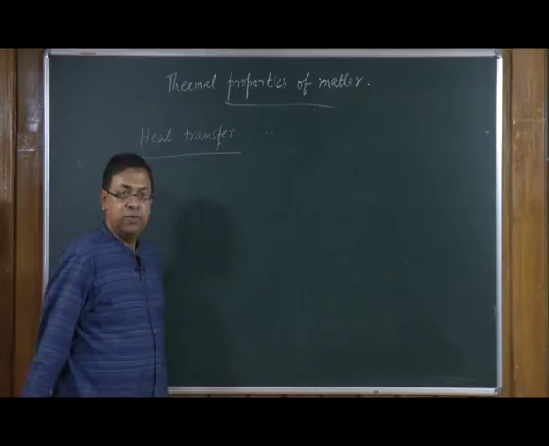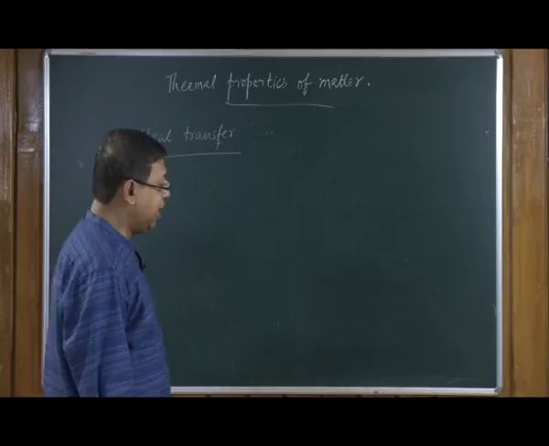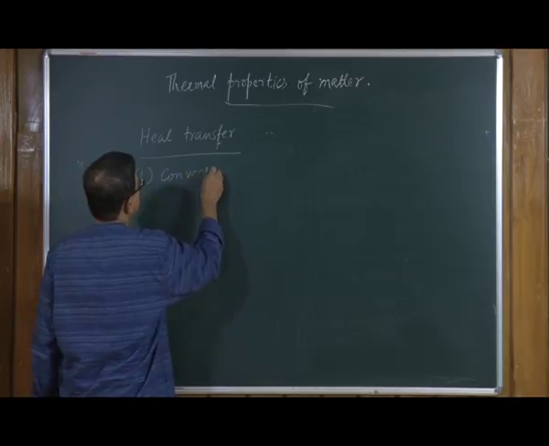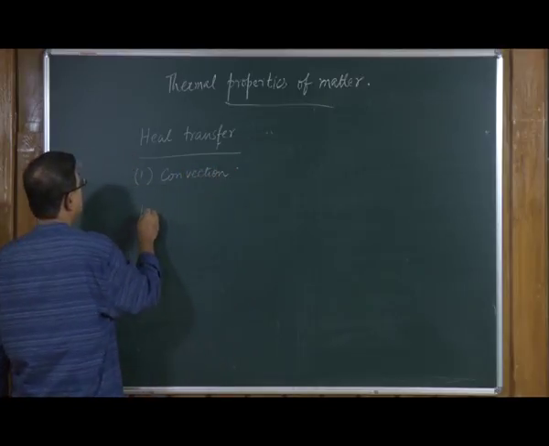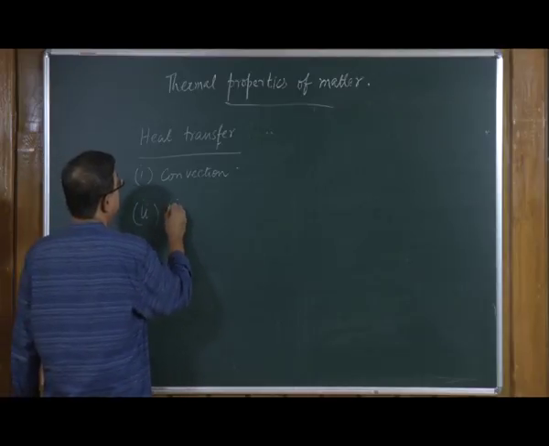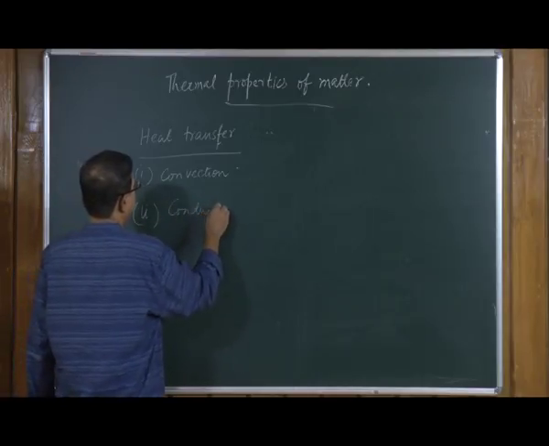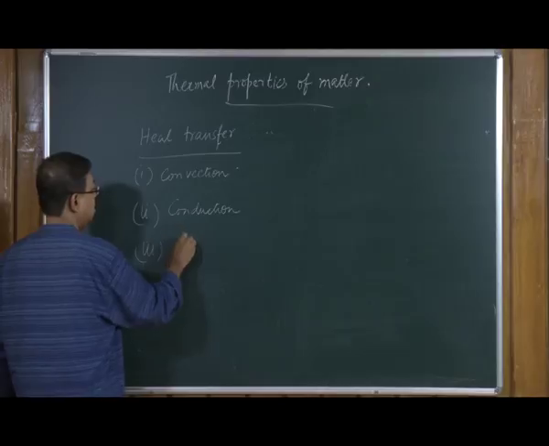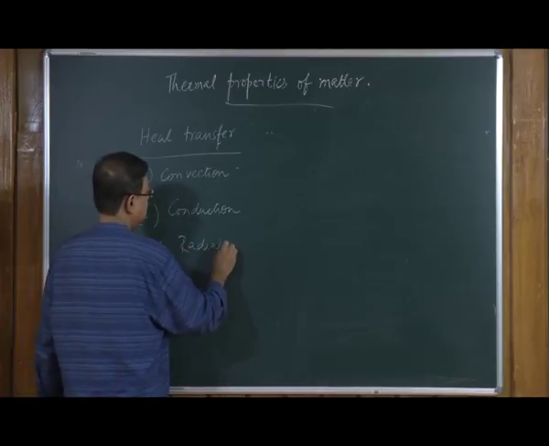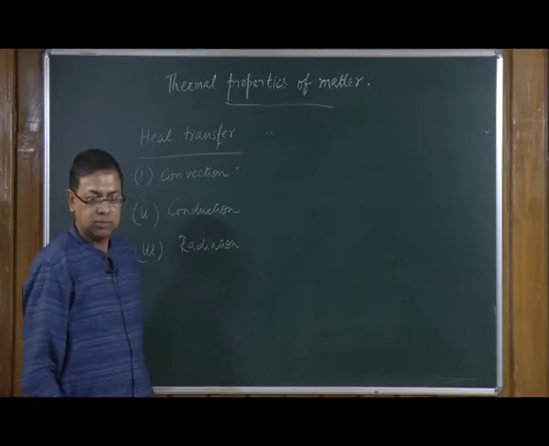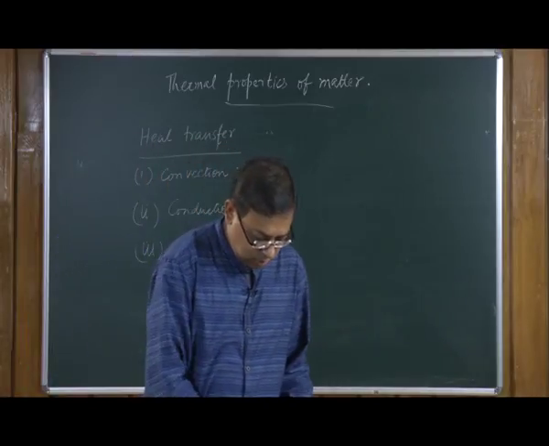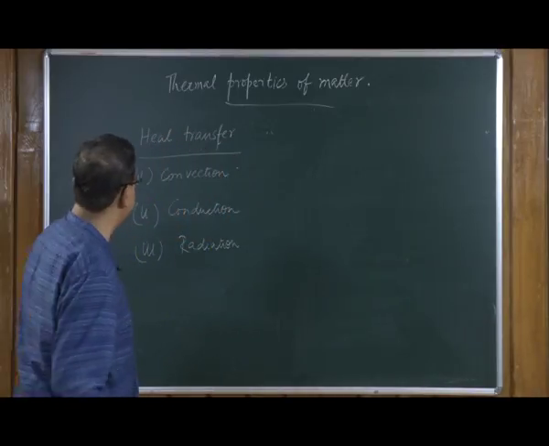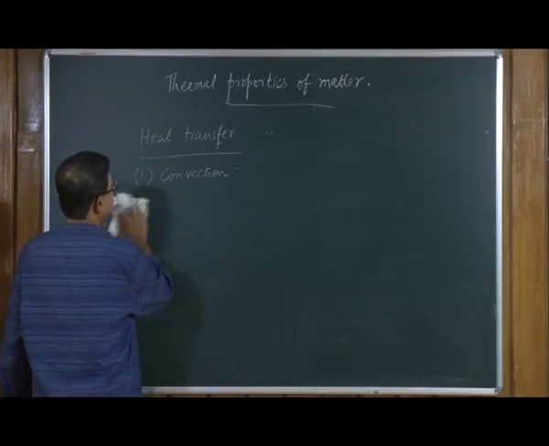And the transfer of heat takes place mainly in 3 ways. One is called convection, 2 is called conduction, and 3 is called radiation. And so, let us start with this first one called convection.